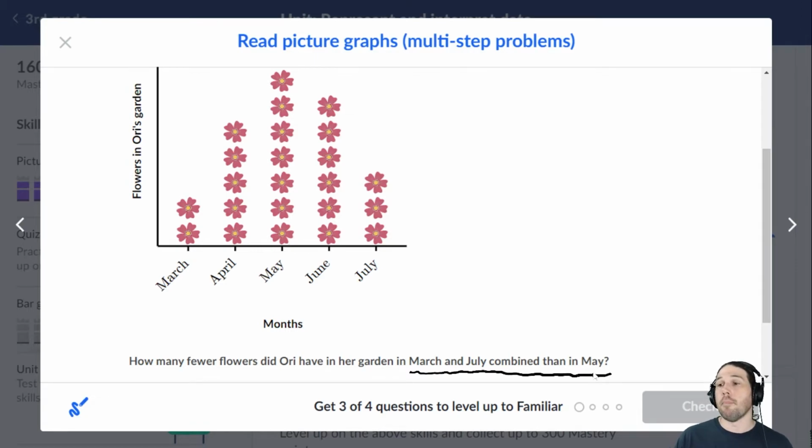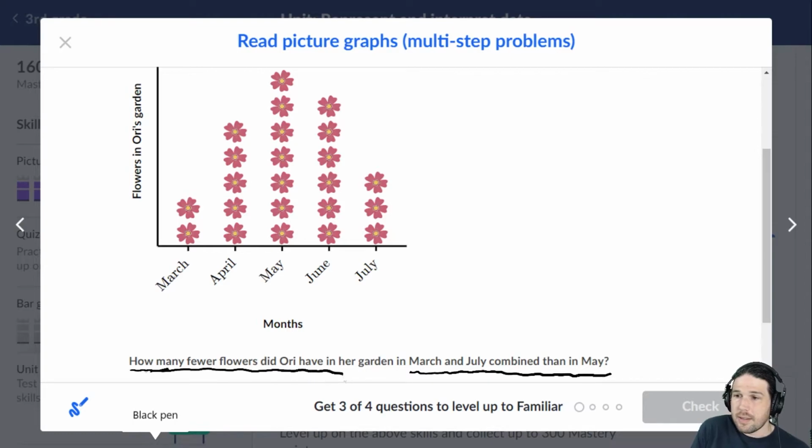That's why they call it multi-step problems, because there are multiple things that we have to do, and we have to keep in mind this entire sentence. From a grammatical perspective, it kind of sucks, but from a mathematical perspective, it tells us exactly what we need to do. When we're talking about how many fewer, we are almost always talking about taking the larger and subtracting the smaller. When we say March and July combined, we're talking about taking March and July and adding them. So all we have to do now is do this in the right order.